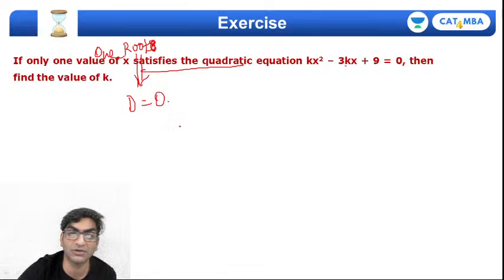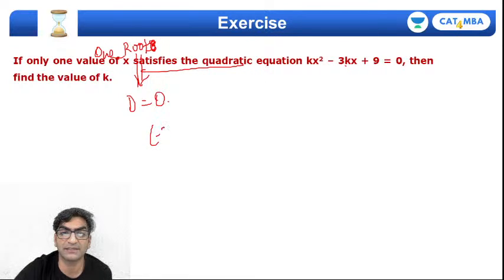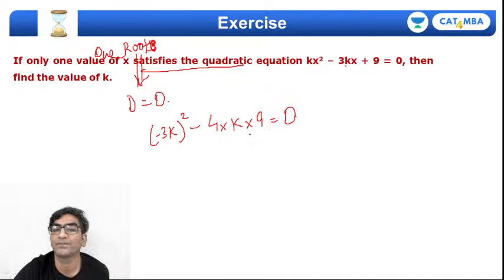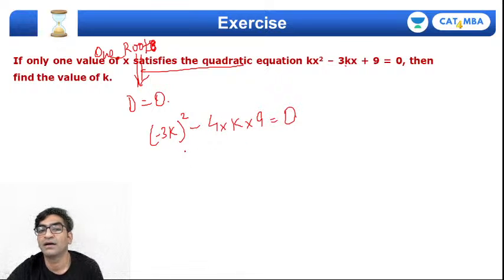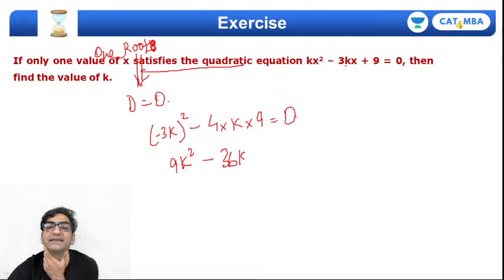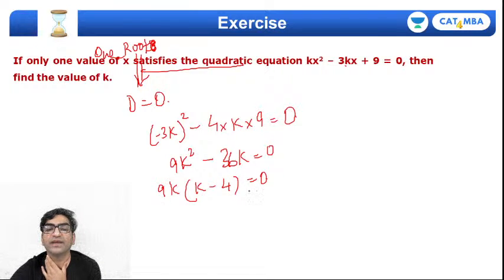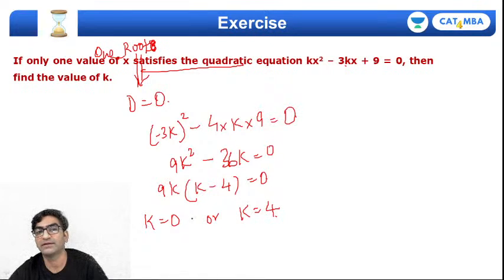One root happens when the discriminant of a quadratic polynomial is 0. So its discriminant should be 0. B square, that's minus 3k whole square, minus 4 into a into c, 4 into k into 9, should be equal to 0. So that's 9k square minus 36k should be 0. I can take 9k common, into k minus 4 equals 0. So when does this product equal 0? Either when k is 0 or when k is 4. Find the value of k.